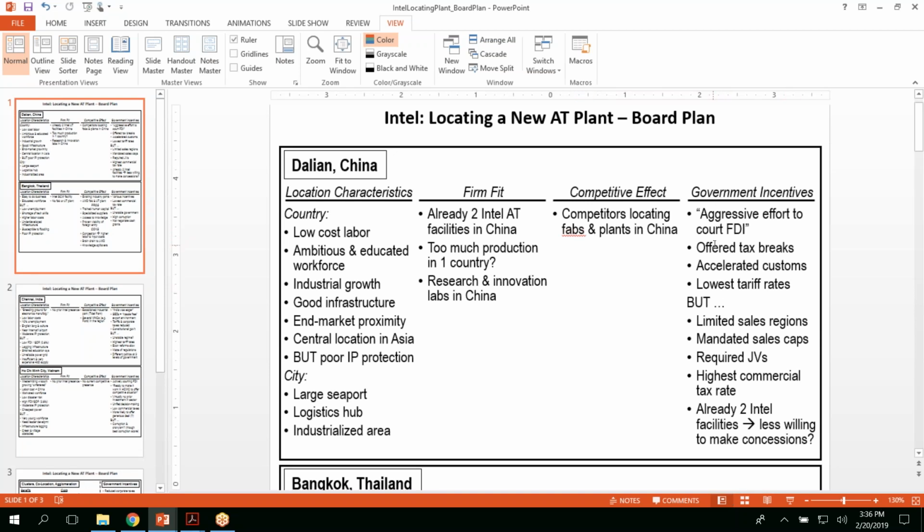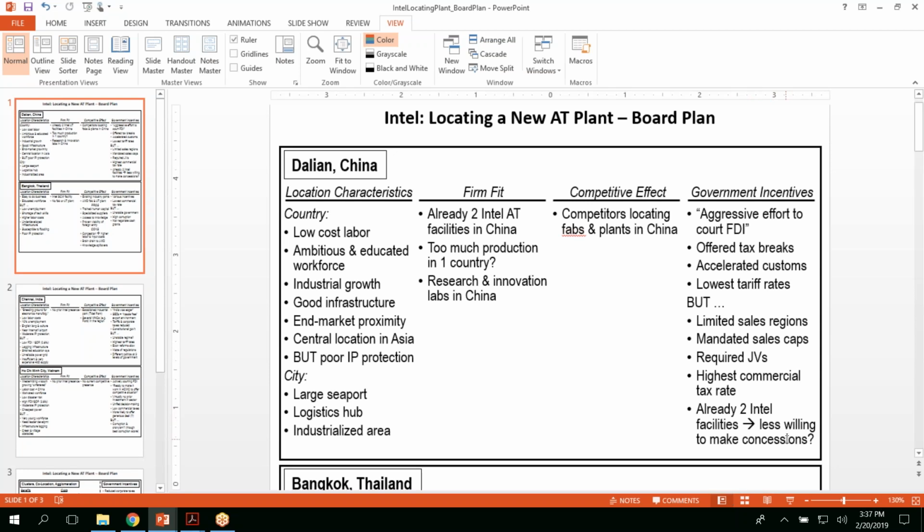As far as government incentives, there's a number of information there about their offering of tax breaks, et cetera. But they do put some restrictions. You can only sell in certain regions. There's certain maximum sales caps. You require joint ventures with other Chinese firms. That's one way they capture intellectual property. You also will see from Exhibit 5 that they have the highest commercial tax rates, right?